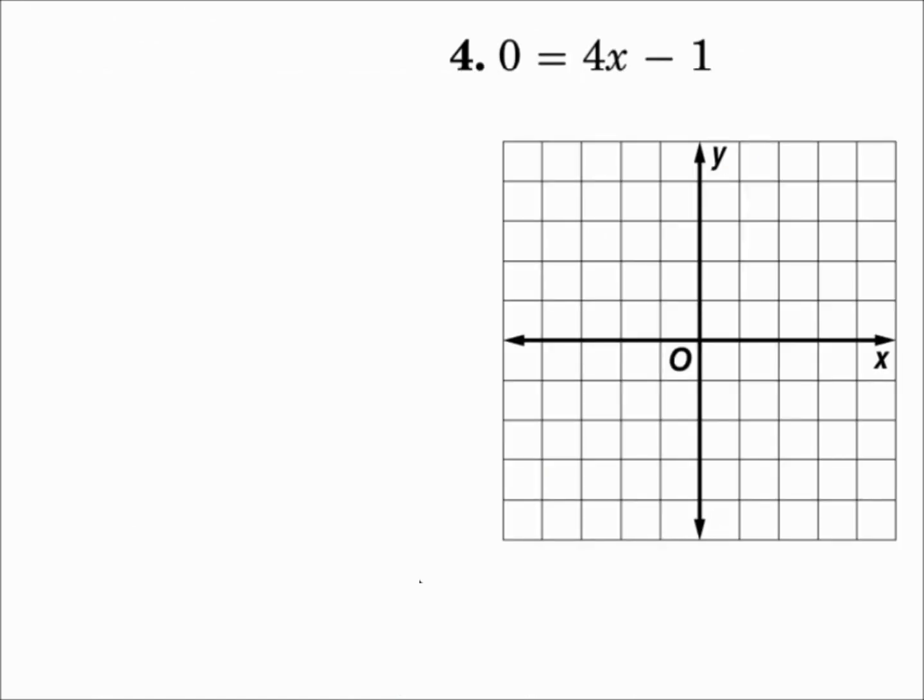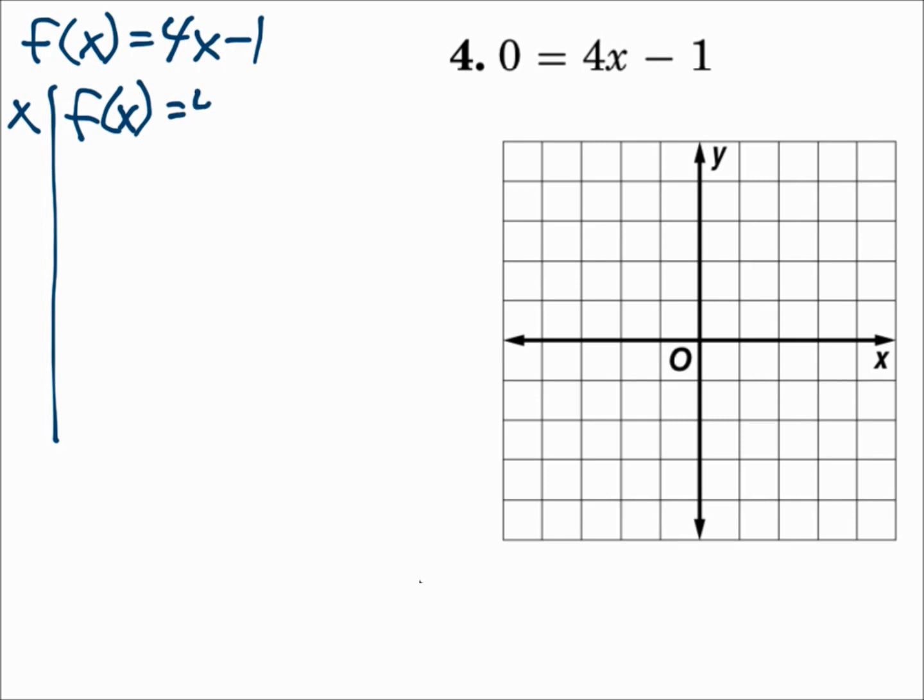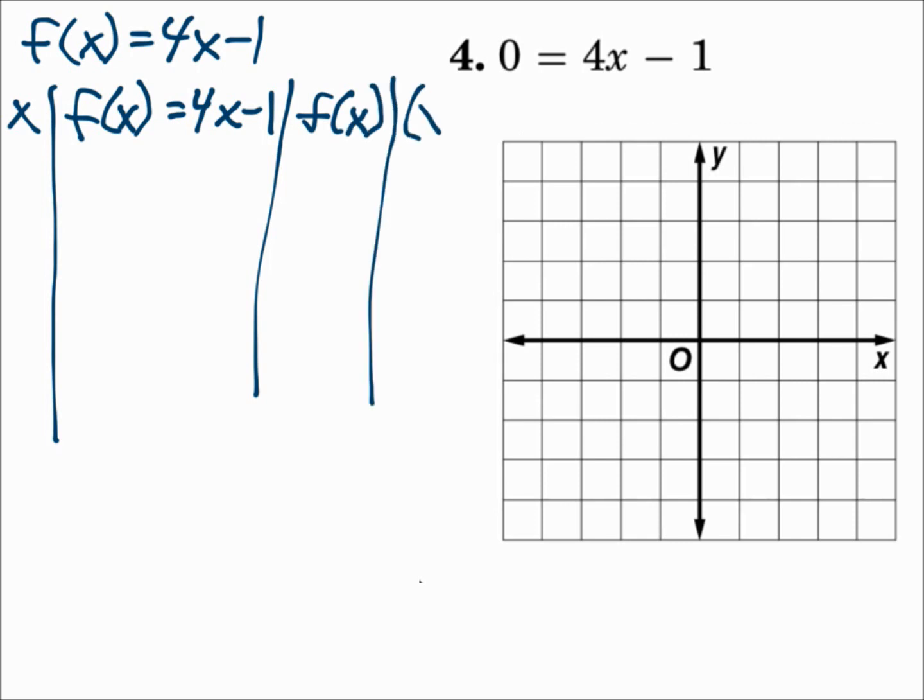Number 4. 0 equals 4x minus 1. Well, I already have a 0 on one side and everything else on the other, so let's go ahead and replace the 0 with f of x. Remember, I'm replacing the 0 with f of x because I want to know what x is when y is 0. What is x when f of x is 0? Make your table, your x column, your f of x equals 4x minus 1 column, whatever that result is for your f of x column, and finally your x comma f of x column for your set of ordered pairs.